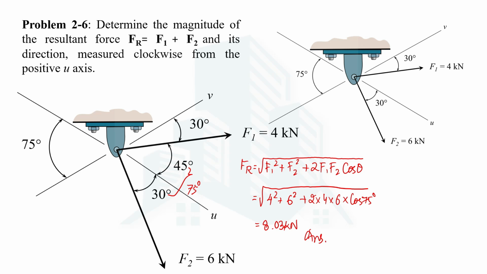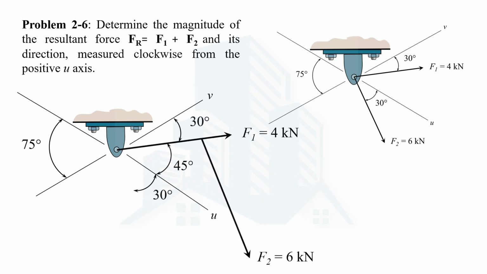The next thing that we are being asked is the direction of the resultant force. Now for the direction of the resultant force, we should form a parallelogram where we can see where the direction of the resultant force would be. So to form the parallelogram, we have to place the second force with the first force. I mean to say, the tail of the second force will be placed at the head of the first force. So by doing so, we are going to get this.